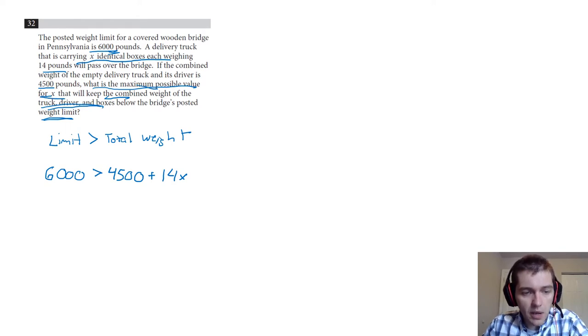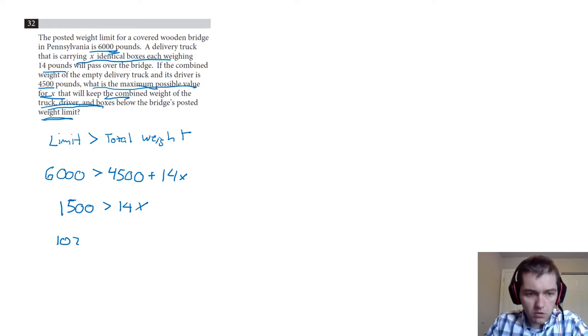So you do 6,000 minus 4,500. That'll give you 1,500, which must be greater than 14x. Divide both sides by 14. This is the calculator section, so you can plug that into your calculator. That'll leave you with 107.14 must be greater than x.